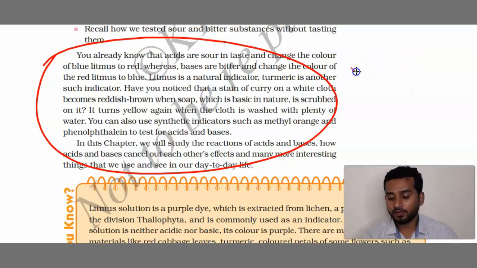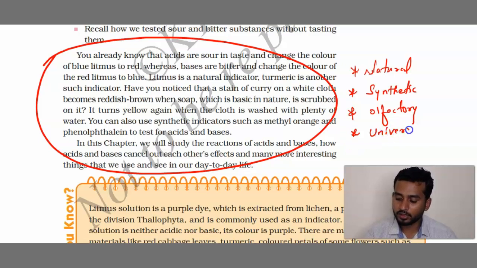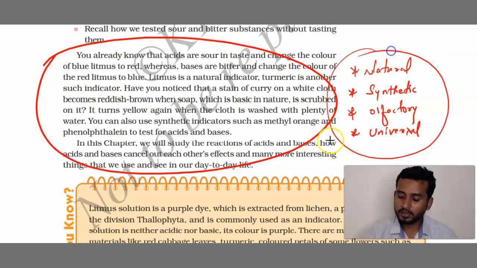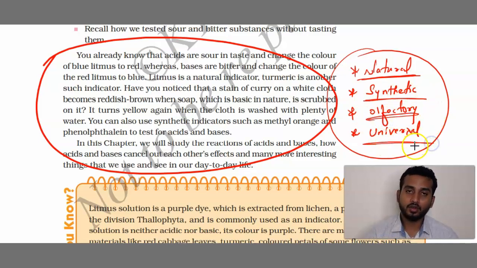We have different types of indicators such as natural indicators, next synthetic indicators, next olfactory indicators, and next the universal indicator. Done? So please, from this paragraph highlight the examples of natural indicator, synthetic indicator, olfactory indicator and universal indicator. So what are natural, synthetic, olfactory and universal indicators?